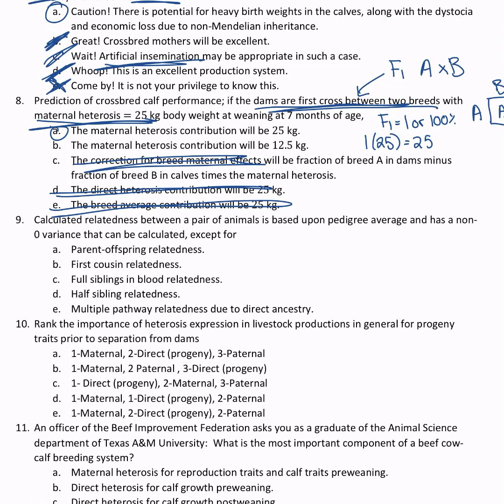Moving on to the calculated relatedness between a pair of animals is based upon pedigree, average, and has a non-zero variance that can be calculated except for. So remember, on some of our relationship problems, we calculated the standard error because the relationships that we calculated were just estimates. But the only one that we know for sure doesn't have any error associated is that parent-offspring relationship. You know exactly how much is shared between parent and offspring. And that's one of the reasons why when you do calculate the standard error for parent-offspring relationship, you minus that quarter, because there is no question about that quarter between parent and offspring. So that's why it's looking for except for. And so parent-offspring relationships have a zero variance.